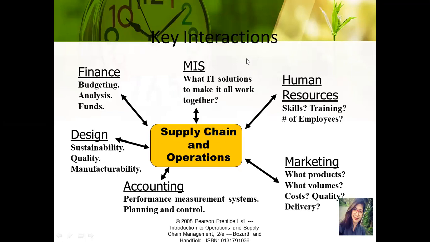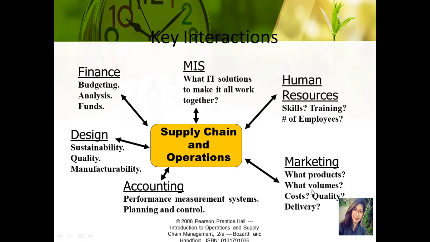These are the key interactions. We have the finance department, the MIS, the human resources, marketing, and accounting, as well as the design. For finance, these are the activities: the budgeting, the analysis, and the funds. For the MIS, they have the IT solutions. For human resources, the skills, the training, and the number of employees.